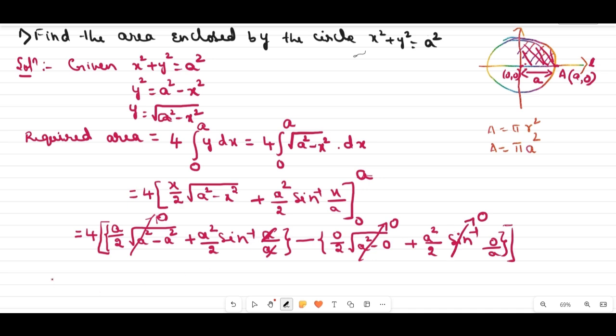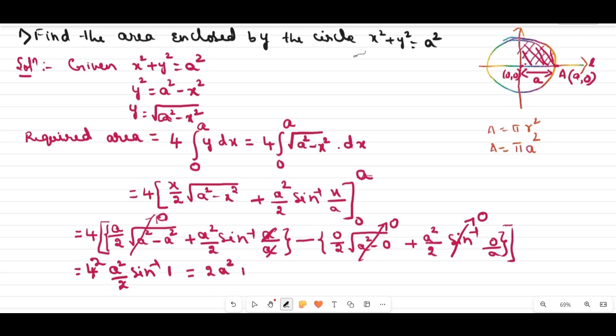Now I will write down the remaining terms: 4 into a square by 2 into sine inverse 1. I think you know the formula for sine inverse 1. This is pi by 2. 2 ones are 2, 2 twos are 2a square.